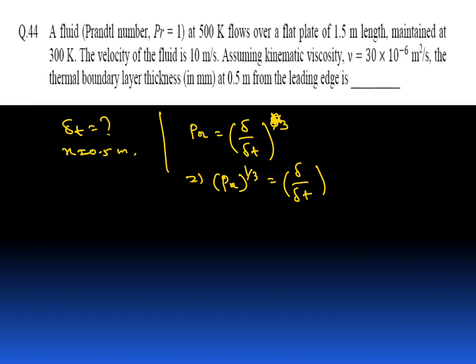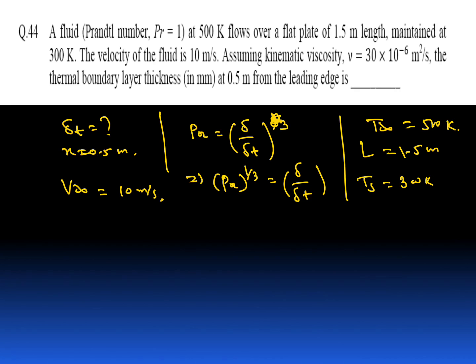Then fluid temperature given means T infinity is 500 Kelvin. Flat plate total length is 1.5 meter. Plate surface temperature is 300 Kelvin and velocity of fluid V infinity is 10 meter per second. Kinematic viscosity is 30 divided by 10 to the power 6 meter square per second. X value given is 0.5 meter.